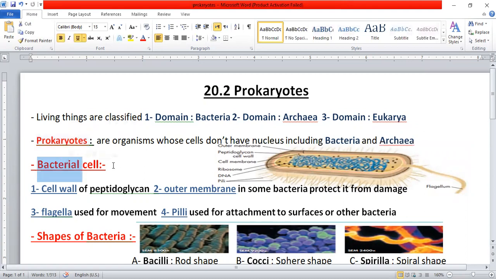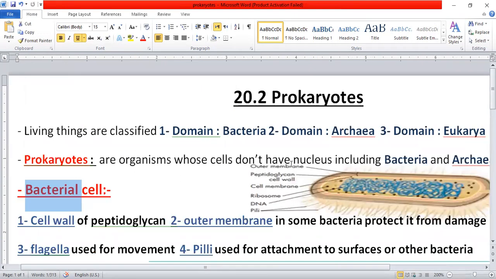Then we are speaking about the bacterial cell structure. As you see also here, it contains an outer membrane. Some kinds of bacteria contain an outer membrane that is followed by a cell wall made up of a substance called peptidoglycan. Okay, peptidoglycan is the substance used for making the cell wall of bacteria. Then the cell membrane. You can see the DNA is found in the cytoplasm without being surrounded by a nucleus. And there are ribosomes, those dark points.